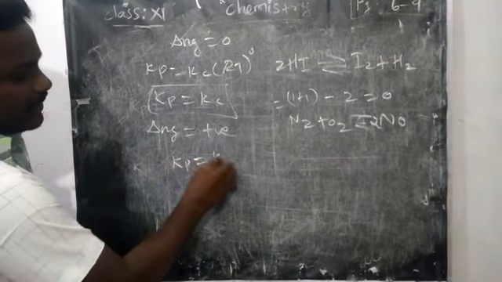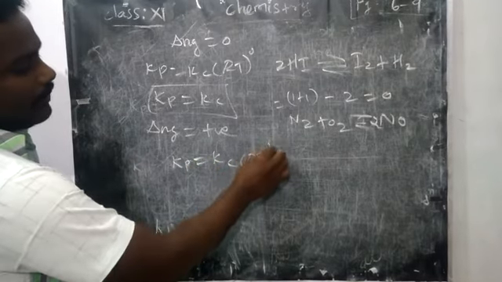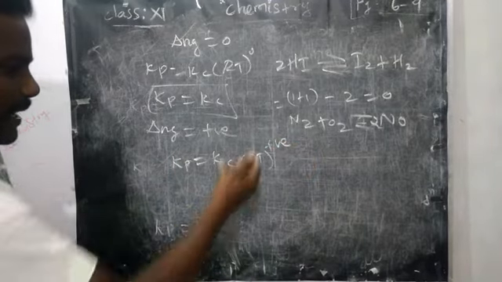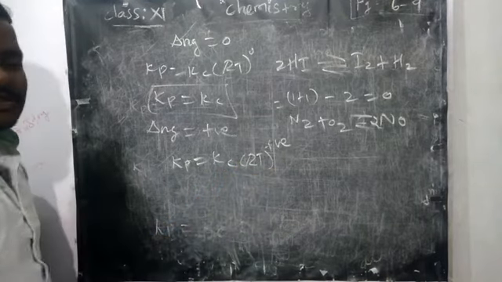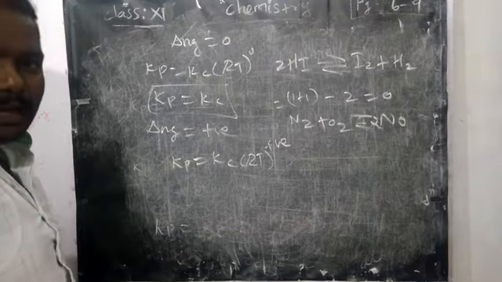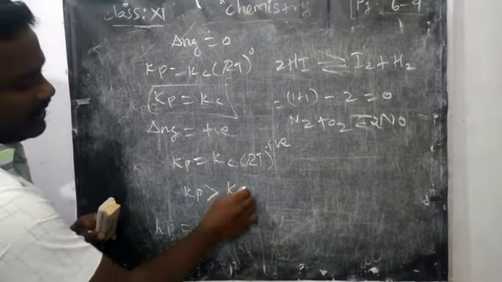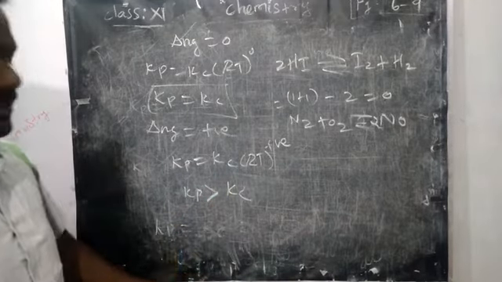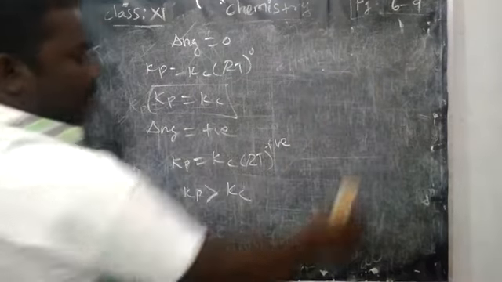Kp is equal to Kc (RT) to the power positive. In place of delta Ng, I am applying a positive value. Then what will happen? These two terms multiplied give the value of Kp. So which one is higher? Kp is greater than Kc if the delta Ng value is positive. Kp is greater than Kc. What are the examples for this one?